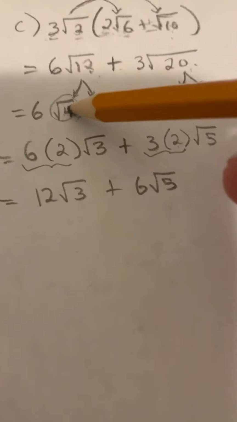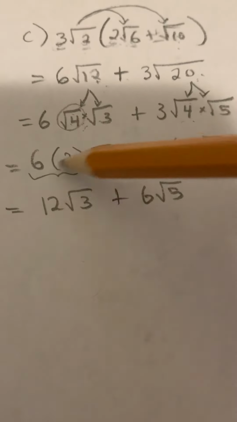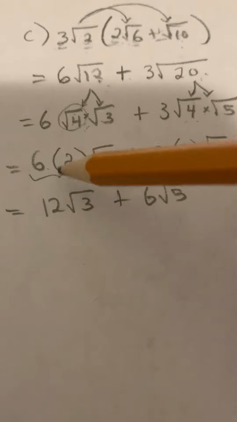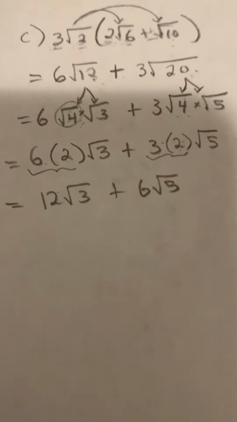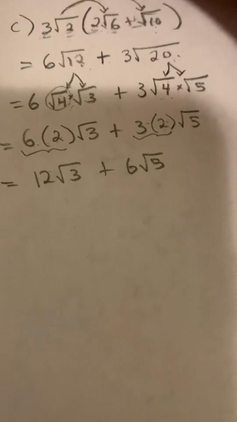Okay, so then we square rooted each of the numbers. Square root of 4 is 2. Okay, and then we multiply the numbers in the front. So 6 times 2 is 12, 3 times 2 is 6. Okay, and we can't add these, as I'll show you in the next example.